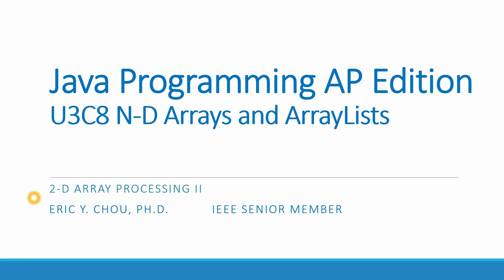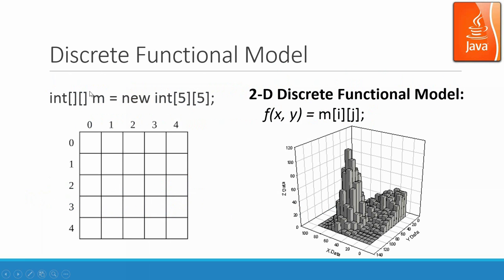In this lecture, I'm going to talk about 2D array processing, part 2. A 2D array can be declared like this. This is a 5x5 matrix or 2D array. There are 5 rows and 5 columns. This 5-row, 5-column matrix, M, can also be viewed as a 2D discrete function.